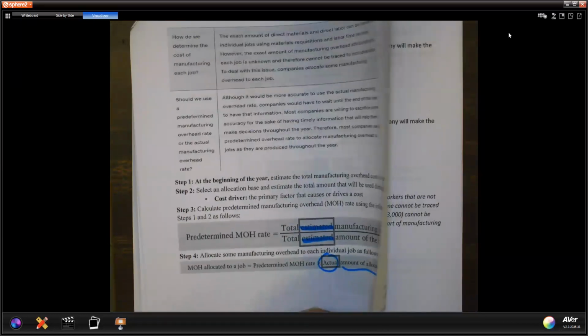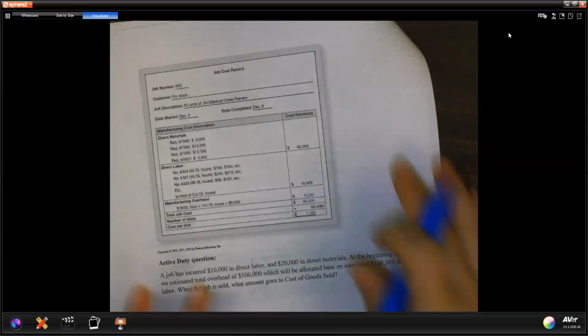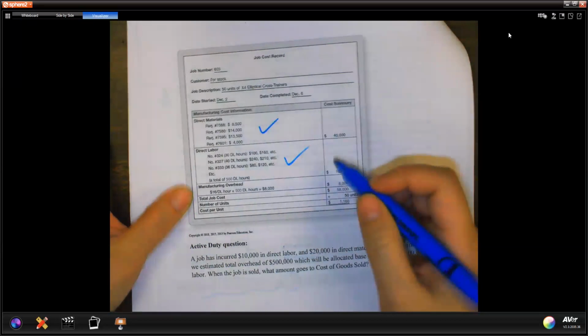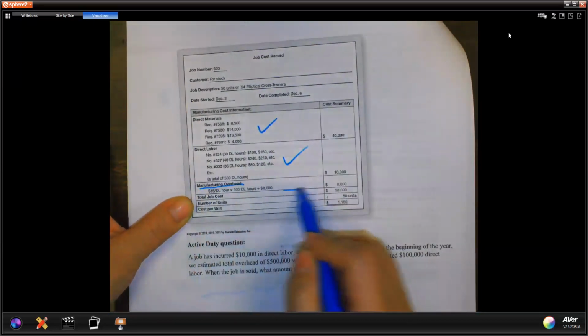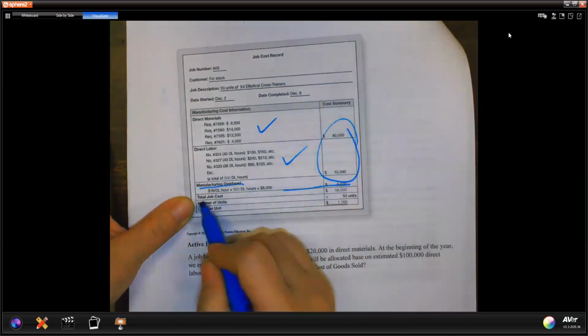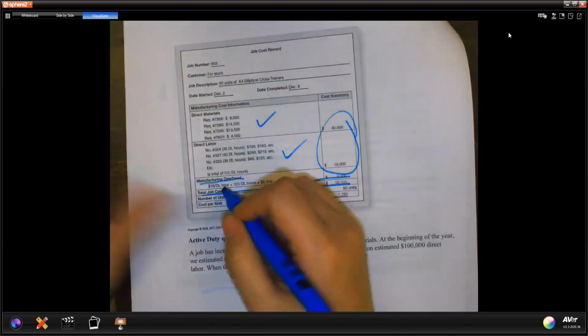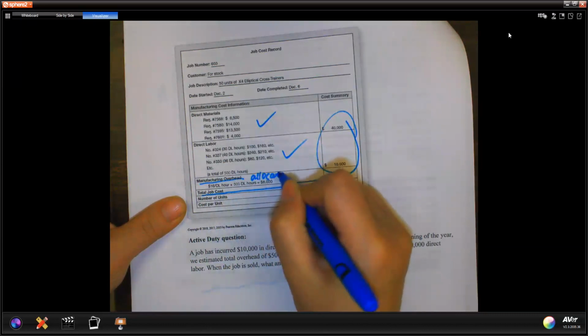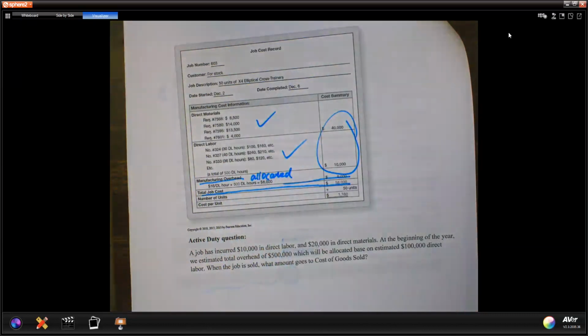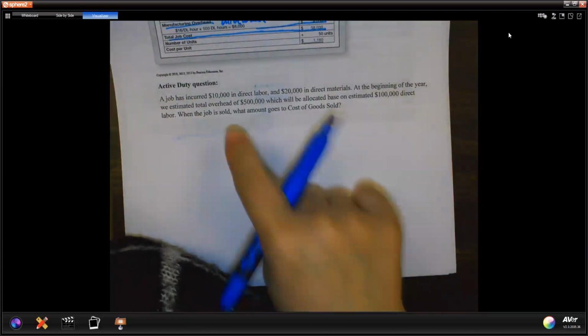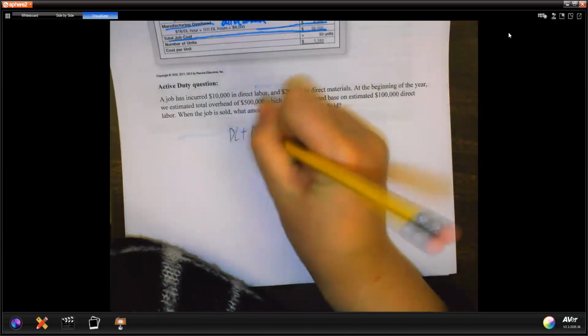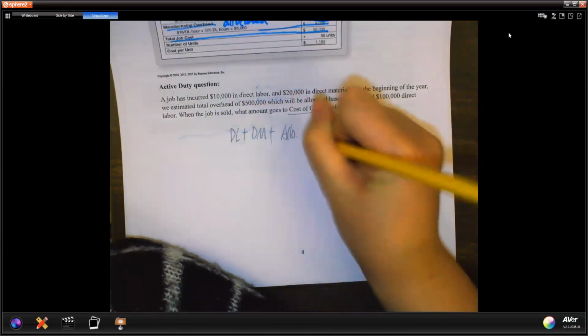So I just go through this handout first. You have your direct material, you have your direct labor, you have your allocated manufacturing overhead. So those three will give you the total cost of the job. Manufacturing overhead is allocated, because you really cannot know the exact amount. You can only allocate it. Okay, so look at this job. What's the cost of the job? It is your direct labor, direct material, and then allocated manufacturing overhead.